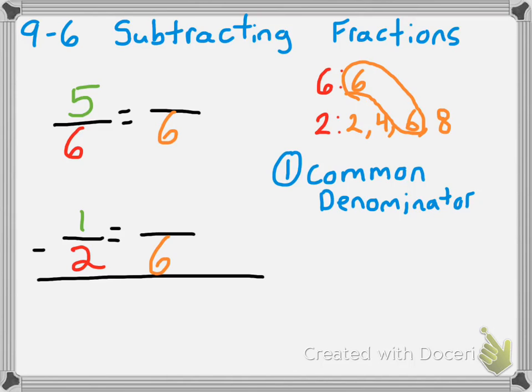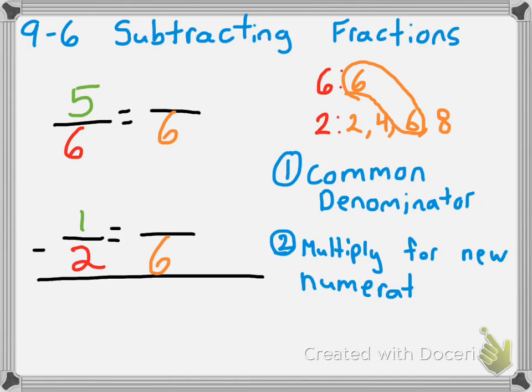Step 2, just like when you're adding fractions, to find your new fraction you need to multiply for your new numerator. So I know that 6 times 1 is 6, which means on the numerator I have to multiply by the same thing, or multiply it by 1. 5 times 1 is 5. Same on my bottom fraction, 1/2. How do I get from 2 to 6? I know that I multiply by 3. If I multiply the denominator by 3, I multiply the numerator by 3. 1 times 3 is 3. And now I have two new fractions with the same denominator, 6.